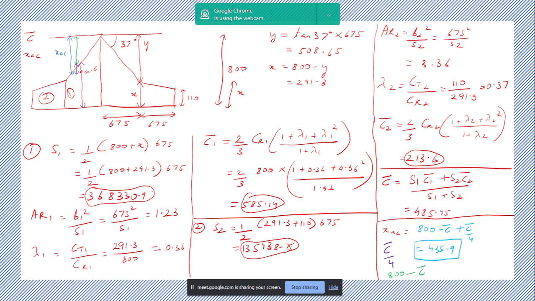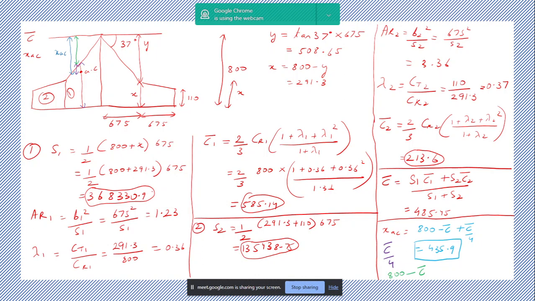So c bar is the mean aerodynamic chord, c bar by 4 is the location of the aerodynamic center, that is this. And the distance from the leading edge is the sum of this green line plus this purple line. Purple line is c bar by 4, green line is 800 minus c bar. Okay, so you found out the aerodynamic center.